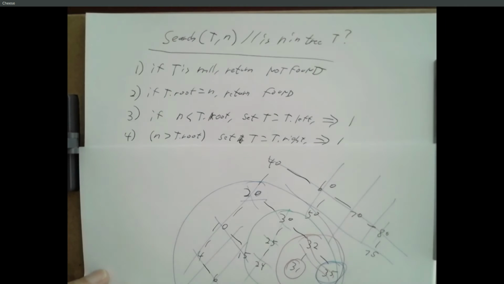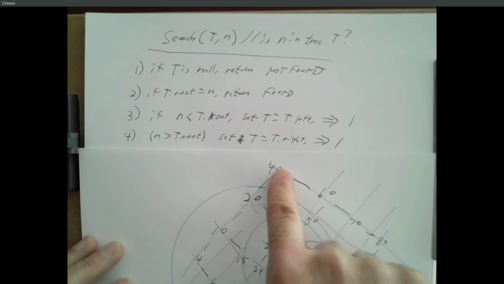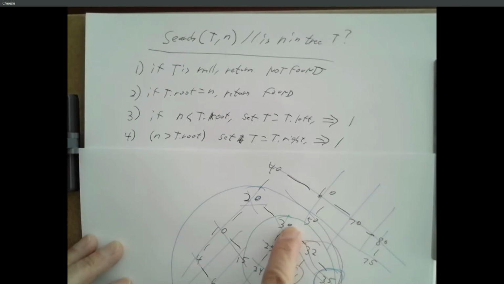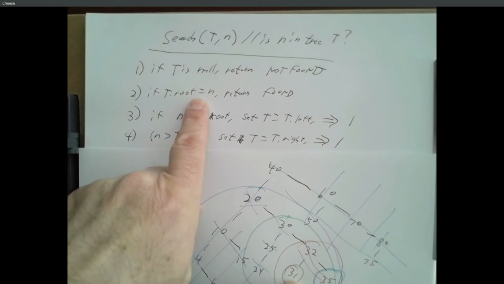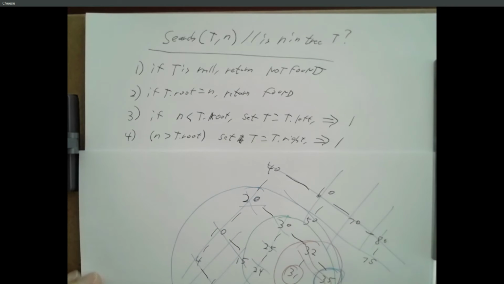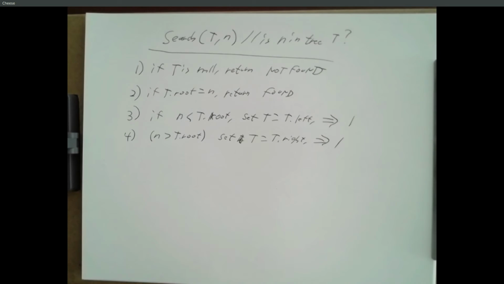And that's exactly what we were doing here. 31 is smaller than that, it's bigger than that, it's bigger than that, it's smaller than that. And eventually we get down to here, and step 2 will fire and say, yep, that's equal to the root, it's found. So this is iterative.